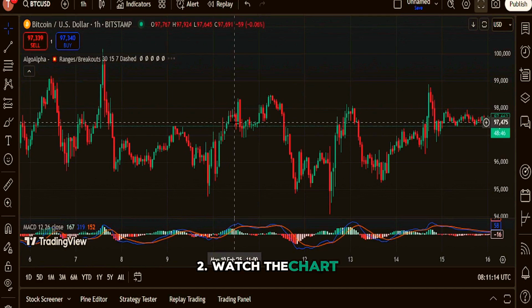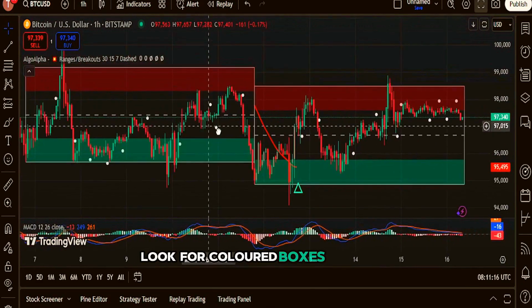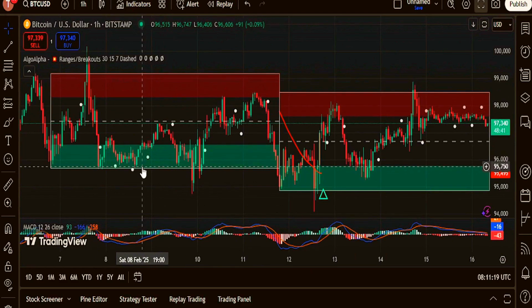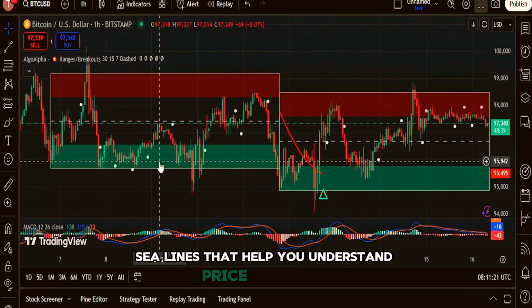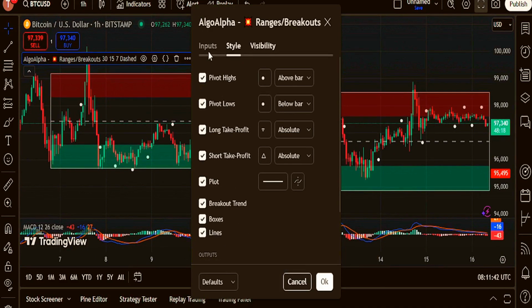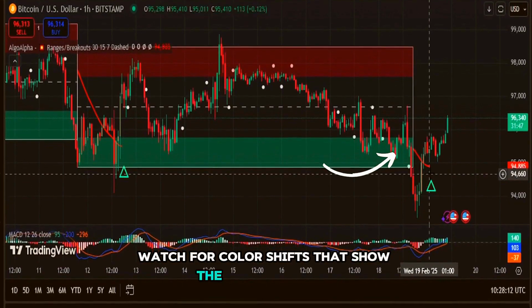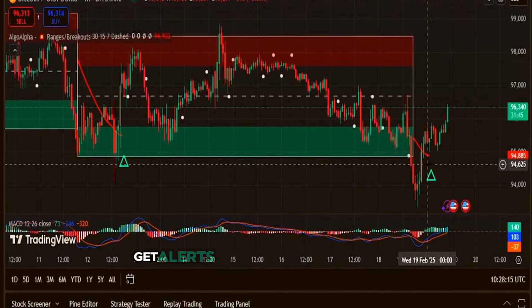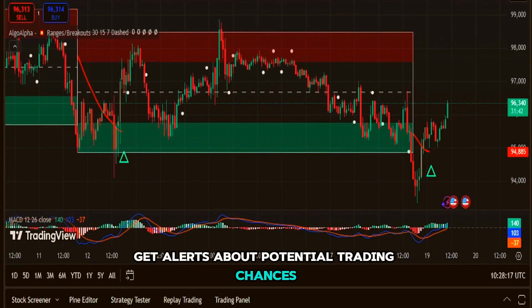2. Watch the chart. Look for colored boxes showing price ranges. See lines that help you understand price movements. 3. Spot market changes. Watch for color shifts that show the price is moving. Get alerts about potential trading chances.